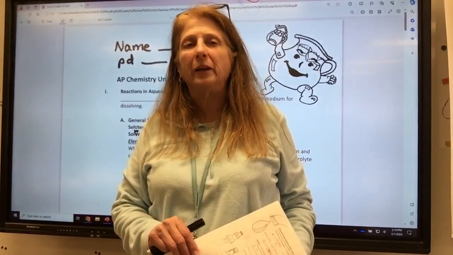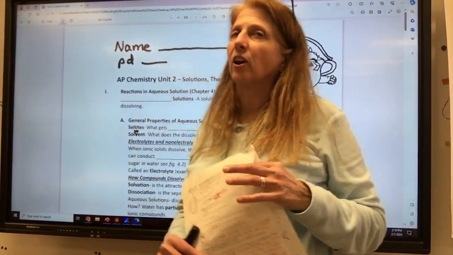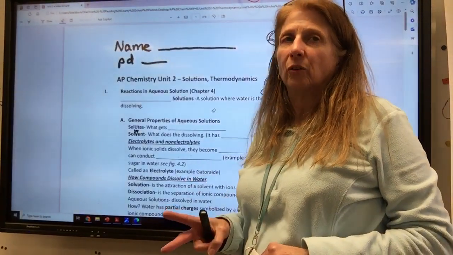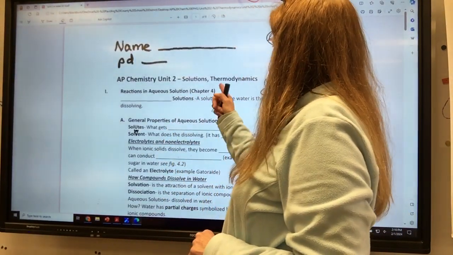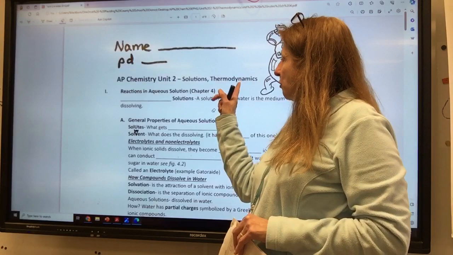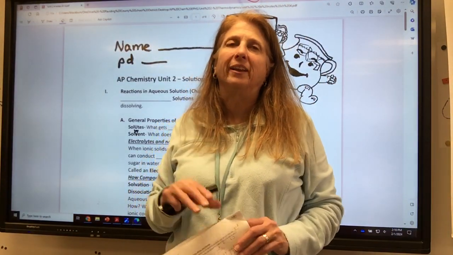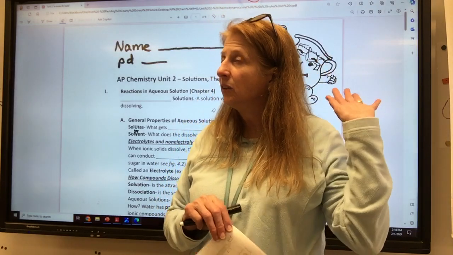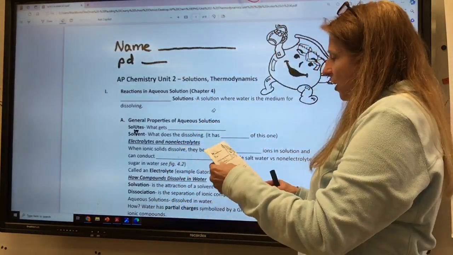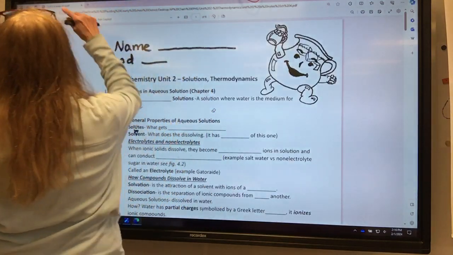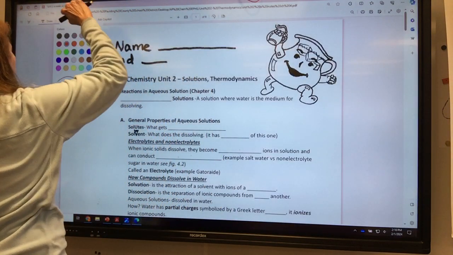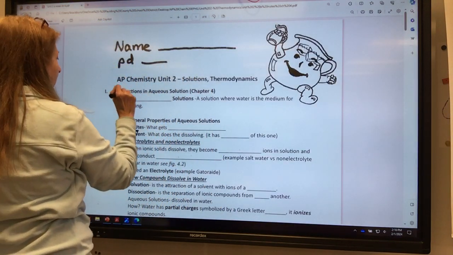And today we're going to be talking in AP Chemistry about solutions and redox reactions, and we're not going to talk about the thermodynamics. We're going to talk about reactions in aqueous solutions. What does it mean that it's aqueous? It's in what? Water, right? Okay, so aqueous solutions, back on draw, we're going to go with red.